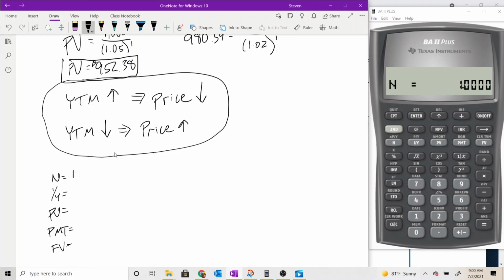In fact, let's go ahead and fill these in. Our N is going to be 1. Our interest rate is going to be 5. Present value is what we're looking for. Payment is 0, and then future value is a cash inflow of $1,000 from the investor's perspective. So the only thing that has changed here from the previous example is we changed the interest rate to 5%. So instead of clearing my time value money keys out, I'm going to go ahead and leave them in there, and I'm just going to replace the interest rate with 5.